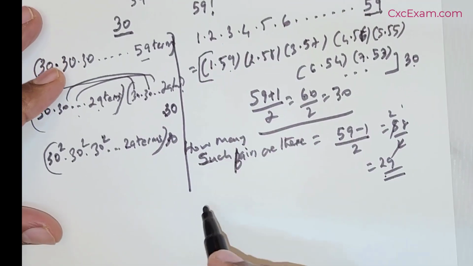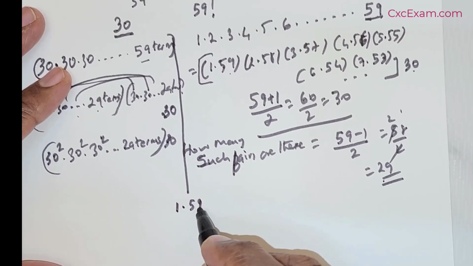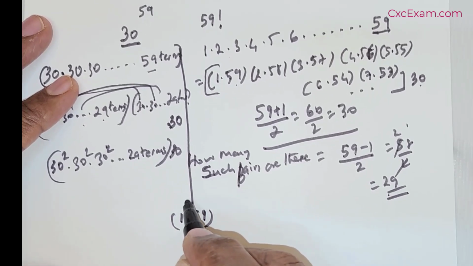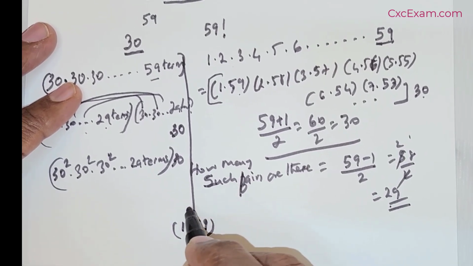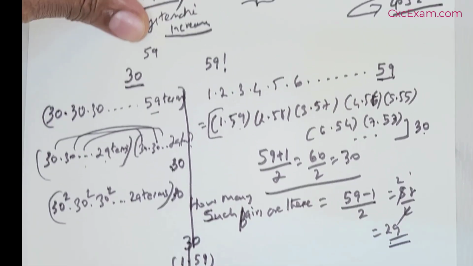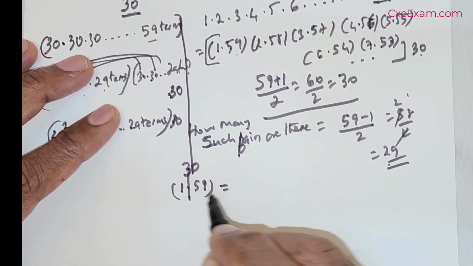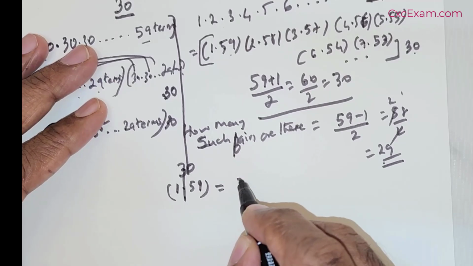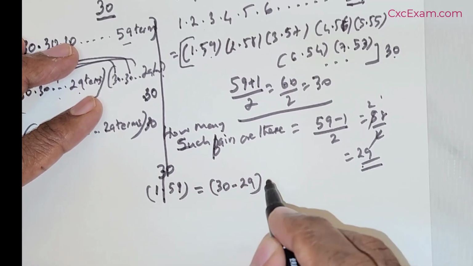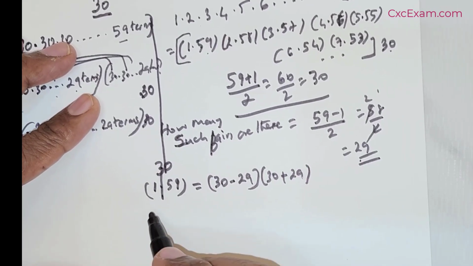Now let me study the terms that we got. Now 1 and 59. 1 added with 59 will give me 60. So 60 divided by 2 is 30. Now I'm going to express 1 and 59 with reference to 30. So from 30, if I take away 29, I get 1. From 30, if I add 29, I get 59.